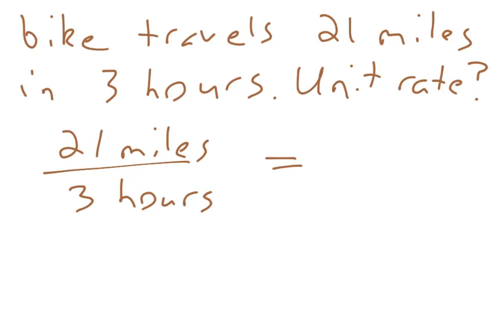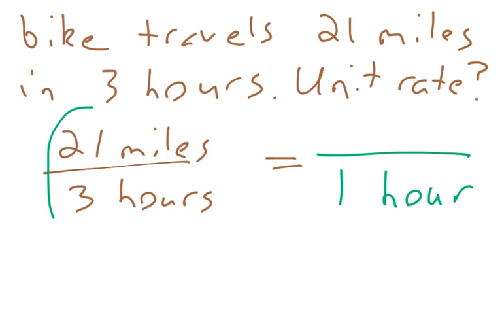All right, let's try this again. Let's say that we have a bike that travels 21 miles in 3 hours. So I want to know the unit rate. So if I want to know the unit rate, I'm asking how much this bike traveled in 1 hour. So I just have to divide 21 by 3. And when I do that, I get 7. So it's going 7 miles in 1 hour.